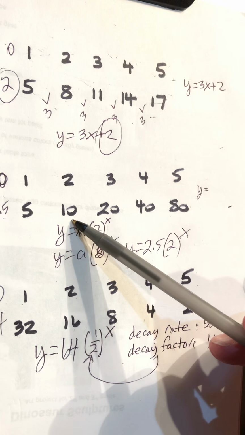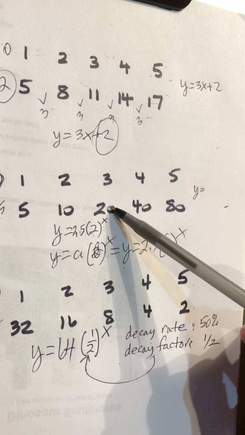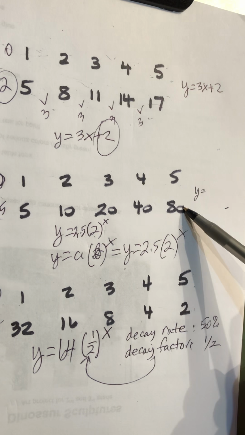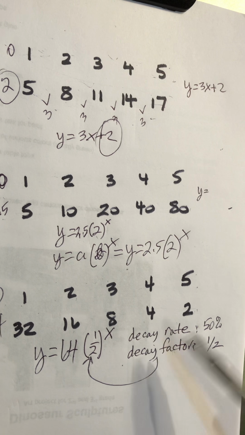And of course here, the growth rate is 100%. It goes up 100% each time. You understand the difference there between factor and rate.